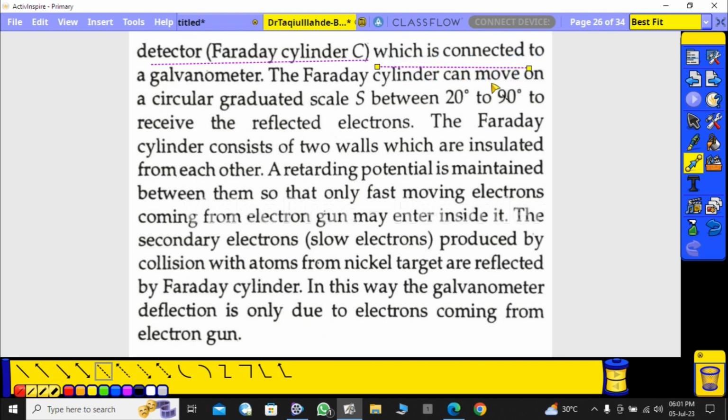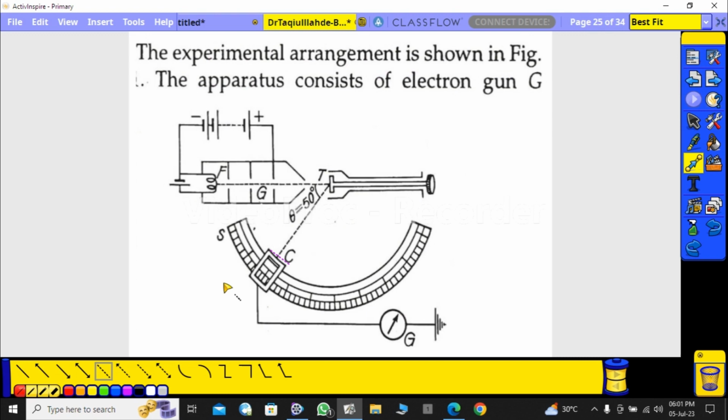Which is connected to a galvanometer. So that thing is connected to the galvanometer, which will sense the current, and it will be shown. If the current is present, then it will deflect. If there is no current, it will not deflect.